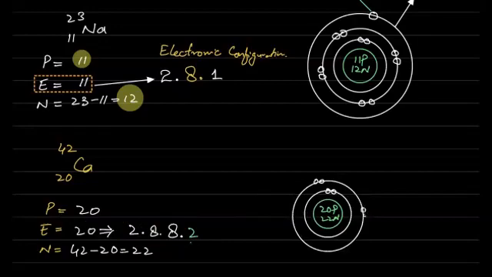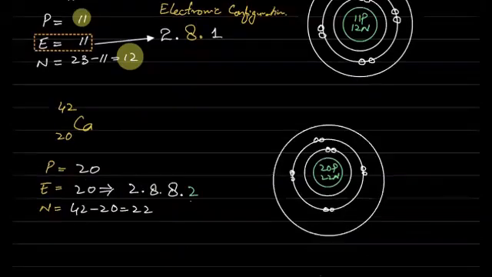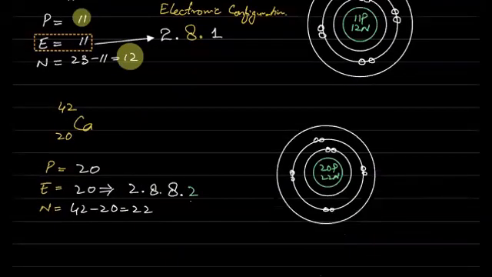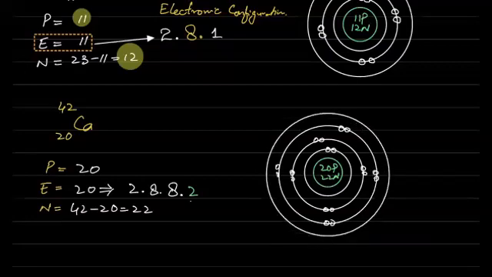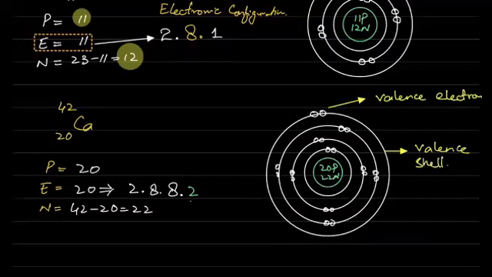It's 2, 8, and 8. The third shell can again accommodate a maximum of 8 electrons: 2, 8, and again 8. The last shell is known as the valence shell, and the electrons in it are valence electrons. Valence electrons determine the chemical properties of an element. So this was the way we can draw the structure of the atom.